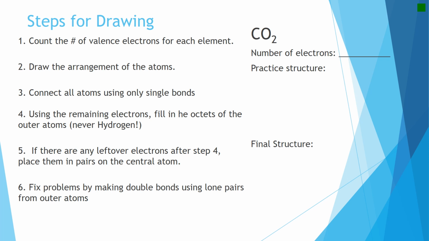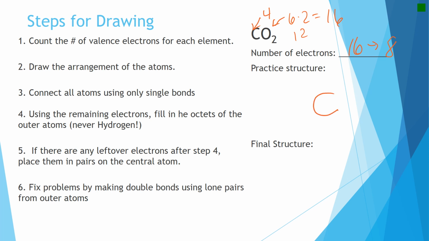Okay, the last one that we're going to be doing tonight is CO2. Counting all my valence electrons, carbon has 4, oxygen has 6, but we have 2 of them, so that's a total of 12 plus 4, so 16 total electrons, which means that I have 8 lines I can draw. So I'm going to draw the arrangement.